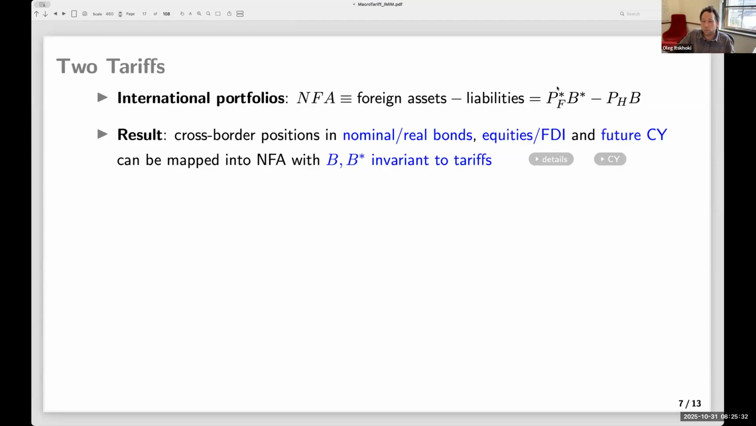It turns out that you start with whatever assets you want. Not every asset can be mapped into this, but if you start with nominal or real bonds under certain standard assumptions about monetary policy, or you start with equities, or you start with FDI, and all these assets may or may not have convenience yields on them, so that they can be in the utility function or not. All this is allowed. Then if you have this set of assets, you can always map it into those two categories. And the right relative prices are this.